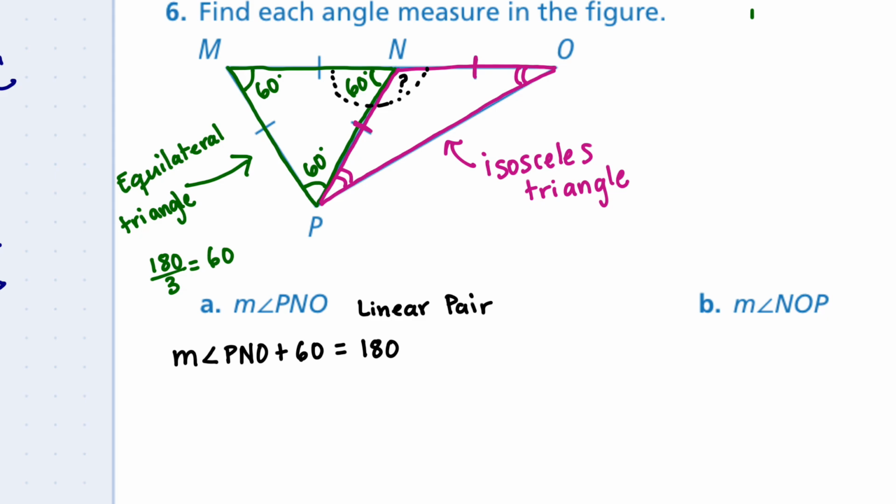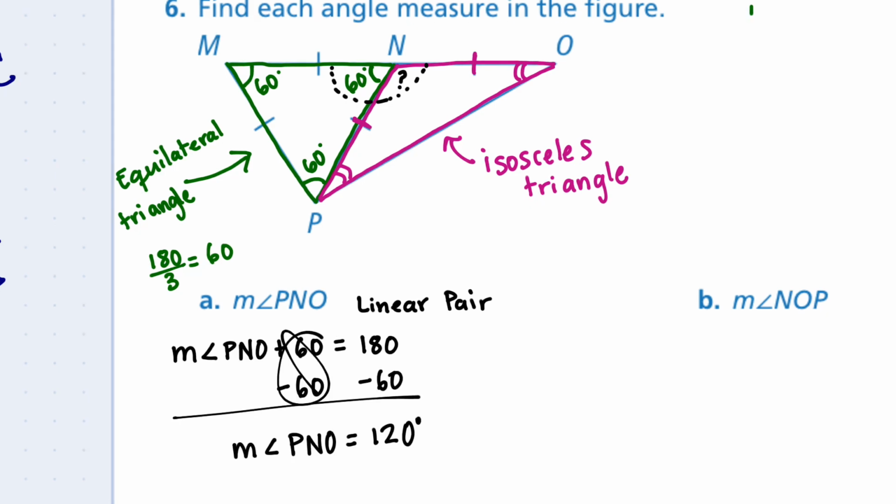Solve for the measurement of angle PNO. Okay, we subtract 60 from both sides, and we end up with the measurement of angle PNO equal to 120 degrees. So I'm going to go ahead and put that in here.